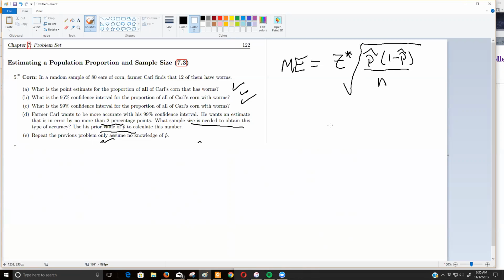Then we'll talk about the formula that Dr. Stevens gives you. I want to be within 2 percentage points of the true value, so my margin of error is 0.02. You could work with percentages if you want, I just think it's easier not to. So let's see, what sample size do I need? We know we're going to use our old estimate.